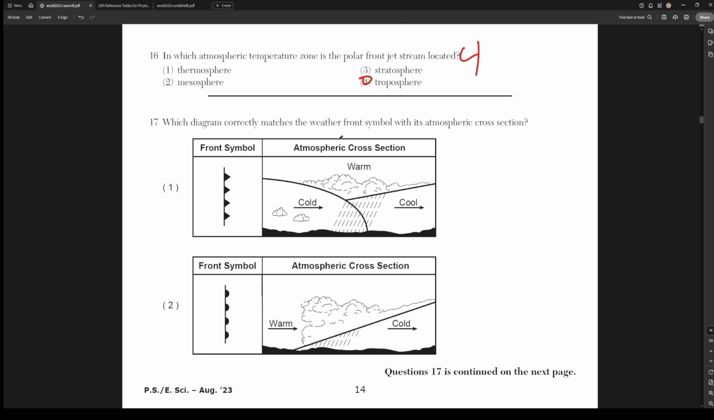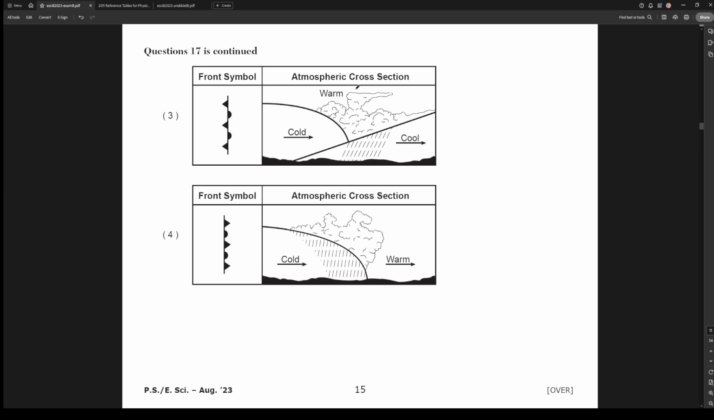All right, we got a front question. Weather front symbol with its cross section. So cold front, this is an occluded front. There's 3 air masses. So that's wrong. This is a warm front. So we're just looking at the pictures first, and then we'll find the symbol second. This is an occluded front because there's 3: 1, 2, 3. And then this is a cold front because it's just cold air going this way with this big sort of slope here. So this is an occluded symbol.